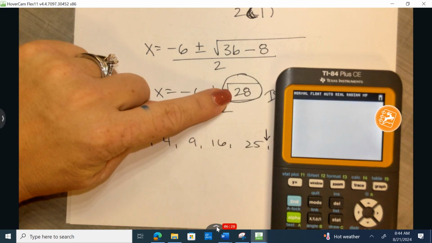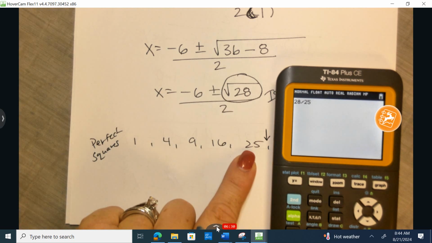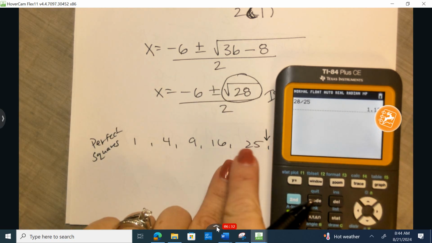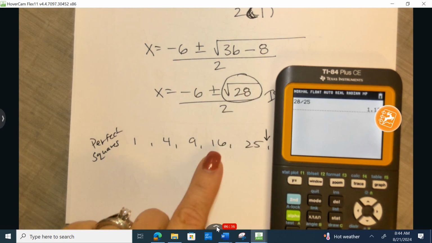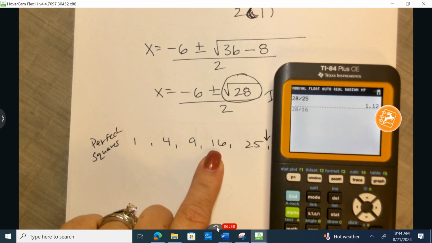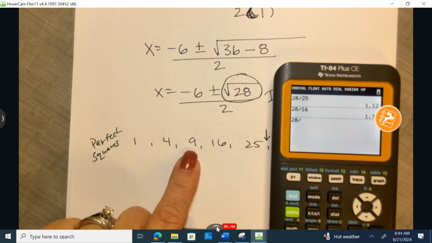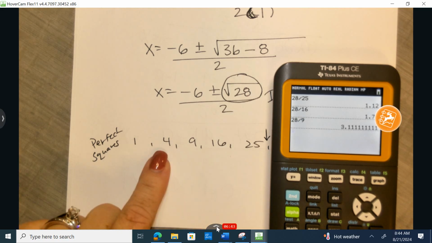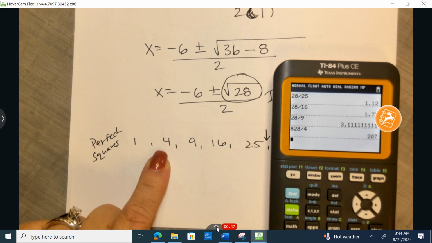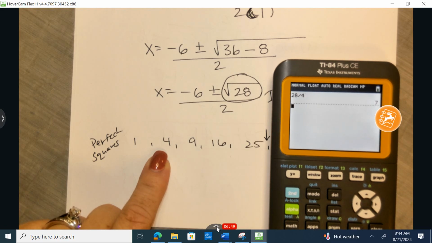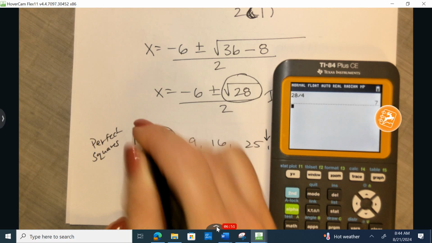Many of you can just do this with mental math, but if not, grab your calculator. I'm going to take 28 and divide it by 25. If I don't get a whole number, it tells me I can't divide by 25 to simplify it further. Let's try 16. Oh, that doesn't work. We want to choose the highest number in the perfect square list. 28 divided by 4. Oh, it works. When I divide by 4, it works.